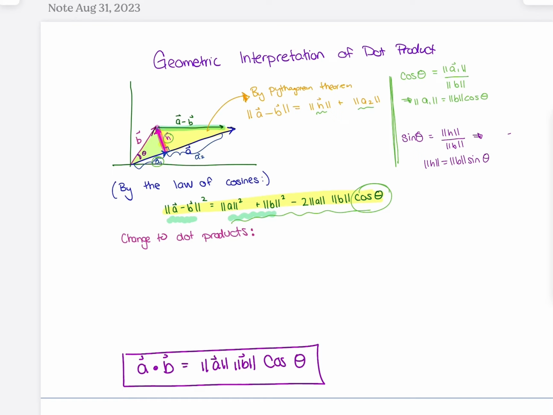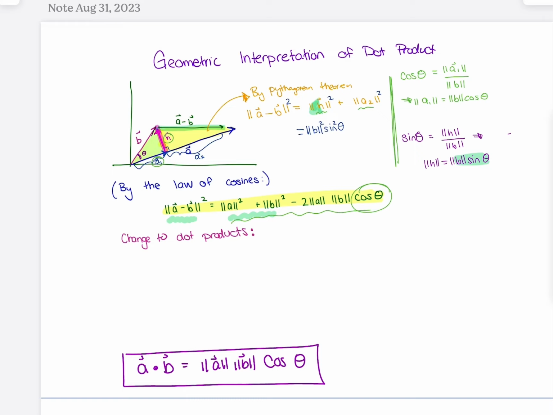Oops, I'm sorry. Back in my Pythagorean theorem here, I didn't actually square any of these. That's not good. So let's go ahead and square each of those vectors so we actually have the appropriate Pythagorean theorem. So the magnitude squared of A minus B equals the magnitude squared of H plus the magnitude squared of A2. Okay, now I'm going to do a substitution here. I'm going to plug in this magnitude for this quantity and see what we get. So I'm going to get that this is equal to the magnitude of B sine theta. That's just the magnitude of H. So when I square that, I'm going to end up squaring each of those terms.